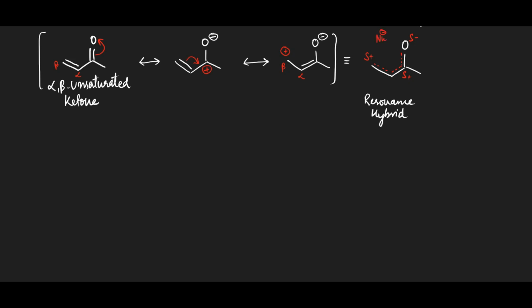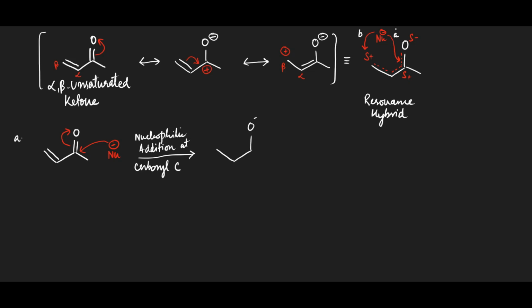Thus, nucleophile can either approach the carbonyl carbon or beta carbon, creating two possible pathways. In the first pathway, the nucleophilic addition can be shown to occur on carbonyl carbon, just like we have shown in the case of simple aldehyde or ketone. The weak pi bond breaks towards more electronegative oxygen to form alkoxide. This is then protonated on oxygen to form alcohol.